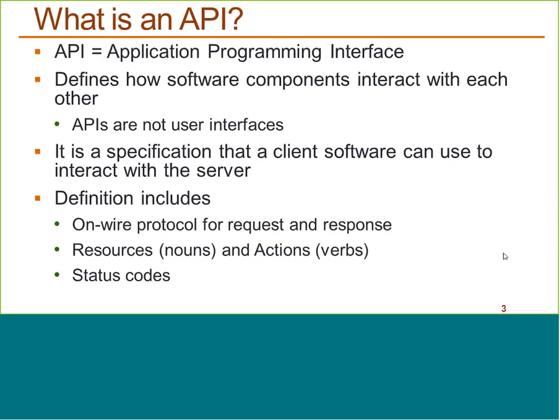An API is essentially an application programming interface. It defines how two software components interact with each other. So APIs relate to software components, and they are not user interfaces, in the sense that you don't expect end users of a system or an application to be using these APIs.